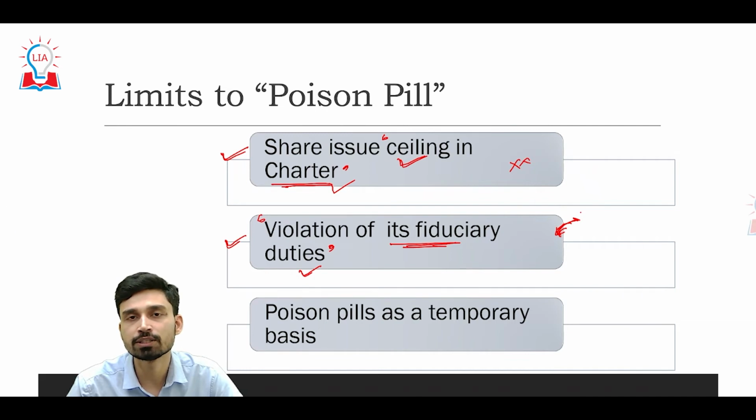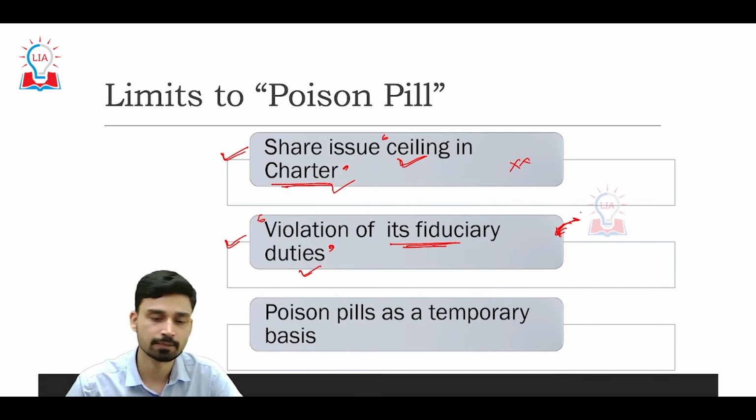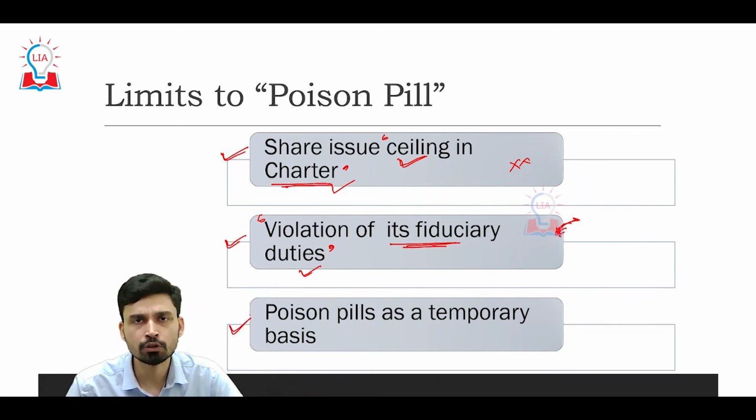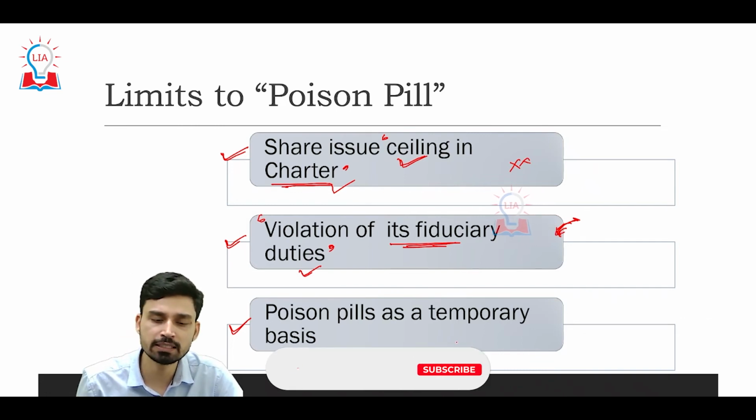However, to remind you, this approach is not that feasible, because if you look at the earlier cases of poison pill strategy in the United States of America, we have seen the courts are extremely reluctant to take over such cases or to give the verdict in favor of the acquirer. The third limitation is that the poison pill cannot be a long-term solution. It is just a temporary basis.